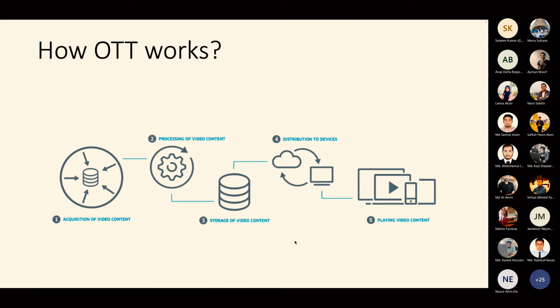So this is a high-level diagram of how VOD works. Normally an OTT platform works in a way where we have to acquire some video content and process the video to make it distributable. We store the processed video in some storage and distribute the stored video to devices. It can be a different distribution service, a CDN or whatever.